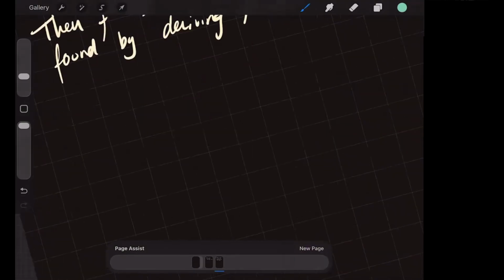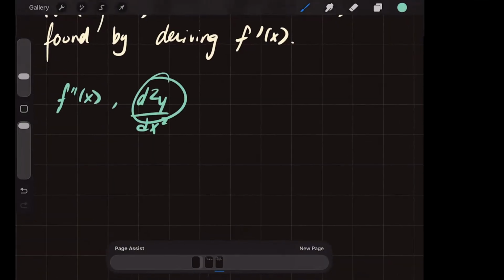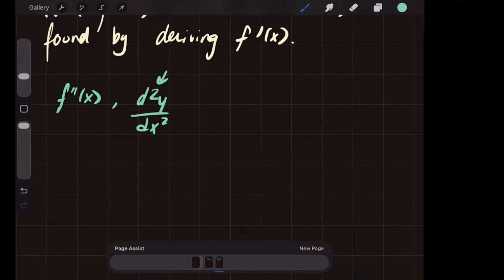Here's some notation for you guys. You can write it as f double prime x. You can write it as d2y dx squared. The reason why this works is because you are taking the derivative with respect to x of y twice. You can write it as f double prime, especially if the function is written as f of x.